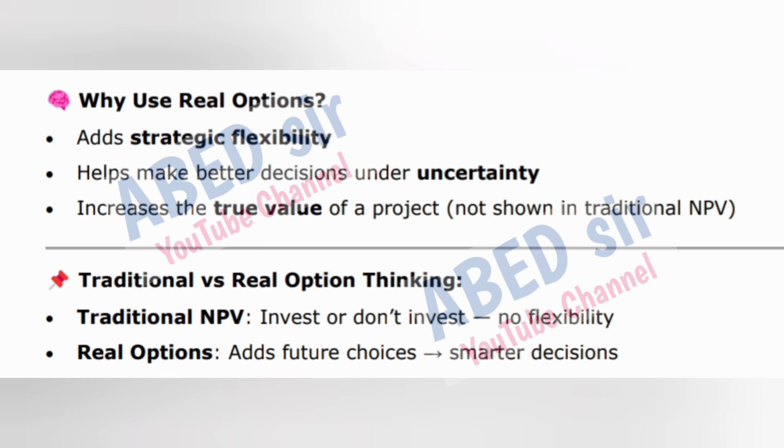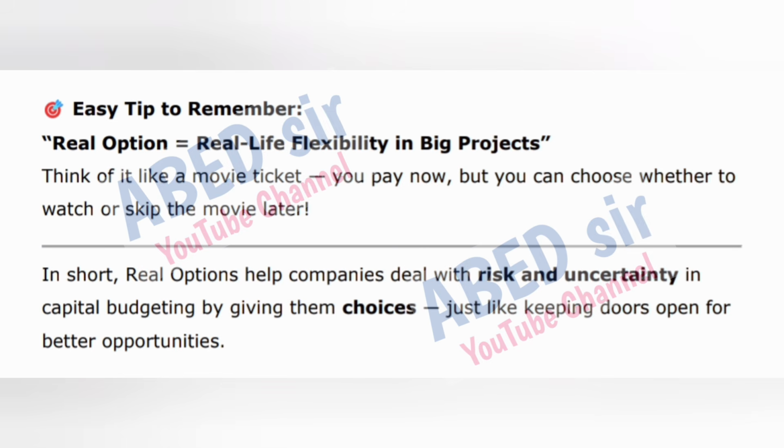Traditional versus real option thinking. Traditional NPV: invest or don't invest, no flexibility. Real options adds future choices, smarter decisions. Easy tip to remember: real option is equal to real life flexibility in big projects. Think of it like a movie ticket. You pay now, but you can choose whether to watch or skip the movie later. In short, real options help companies deal with risk and uncertainty in capital budgeting by giving them choices, just like keeping doors open for better opportunities.